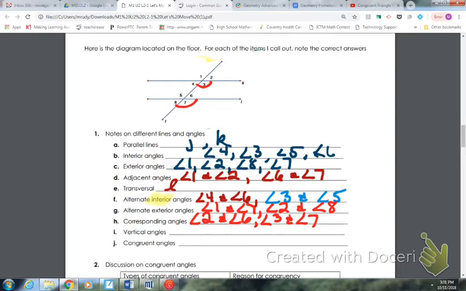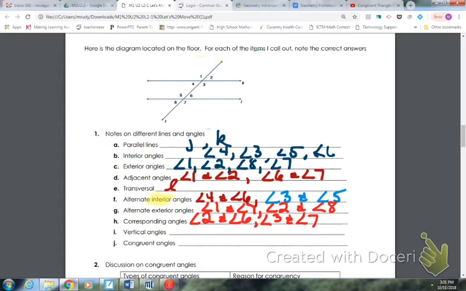Okay, other ones that are corresponding, I'm going to run around my paper, but we can still talk about it at least. Angles 4 and 8, they're both in the bottom right position, so they're going to be corresponding, they're going to be congruent. And then finally we have angle 1 and angle 5. Those are both in the top left position, so they're in the same position, they're going to be corresponding. Okay, so we have two of them left here.